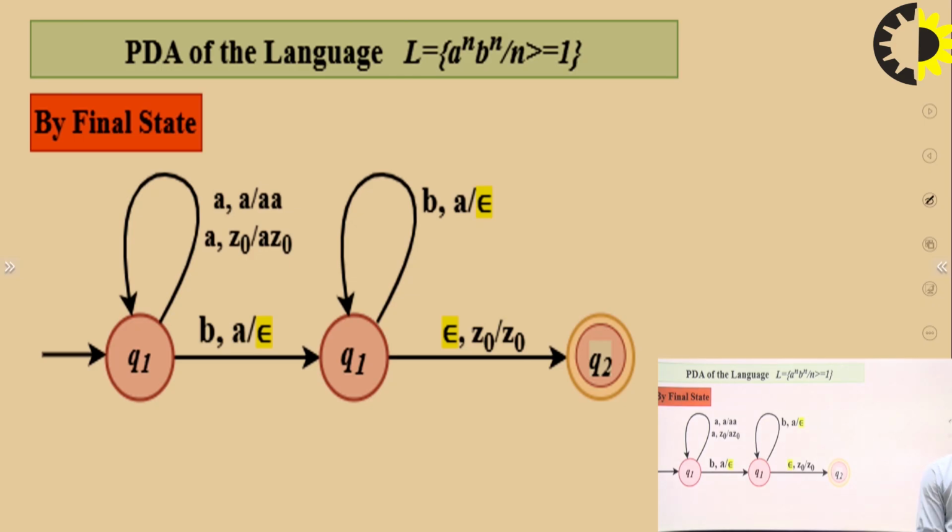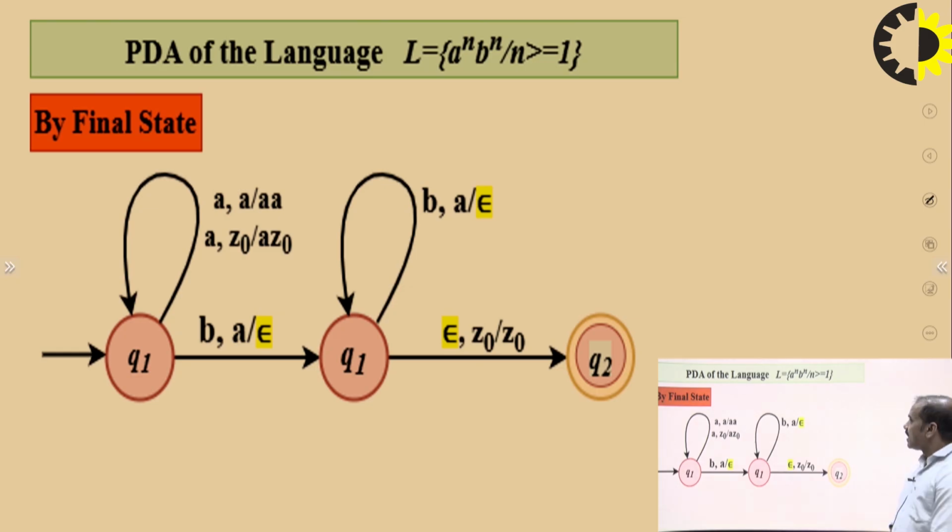In the case of final state, as we discussed, after processing the whole string we reach a final state. The machine must halt on a final state. But in the case of empty stack, the machine halts at any state, which may be final or which may be initial, but the stack and input tape must be empty. So these are the two methods used to design a PDA for a given language.